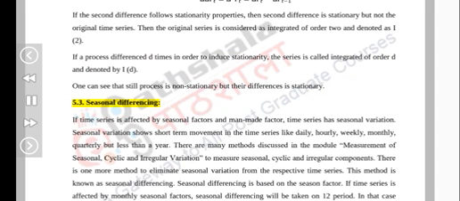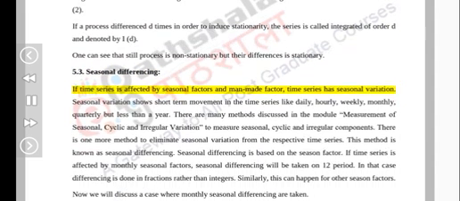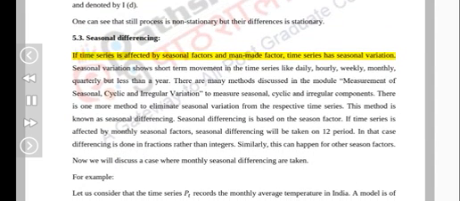5.3. Seasonal differencing. If a time series is affected by seasonal factors and man-made factors, the time series has seasonal variation. Seasonal variation shows short-term movement in the time series like daily, hourly, weekly, monthly, quarterly, but less than a year. There are many methods discussed in the module, Measurement of seasonal, cyclic and irregular variation, to measure seasonal, cyclic and irregular components. There is one more method to eliminate seasonal variation from the respective time series. This method is known as seasonal differencing.